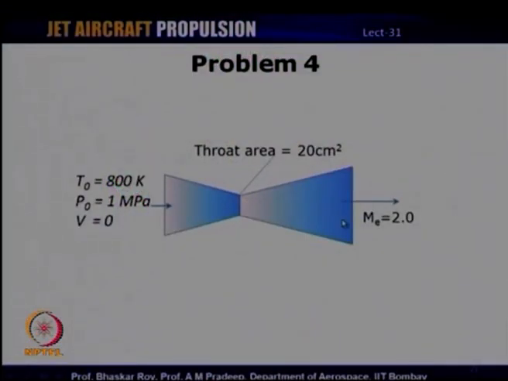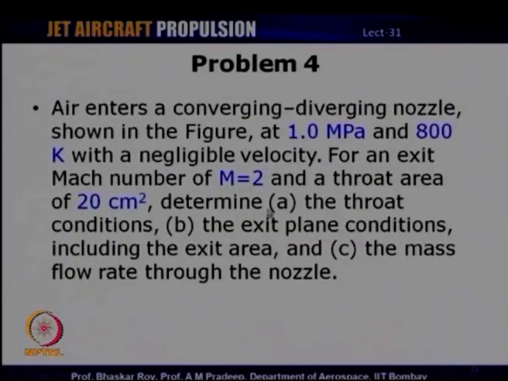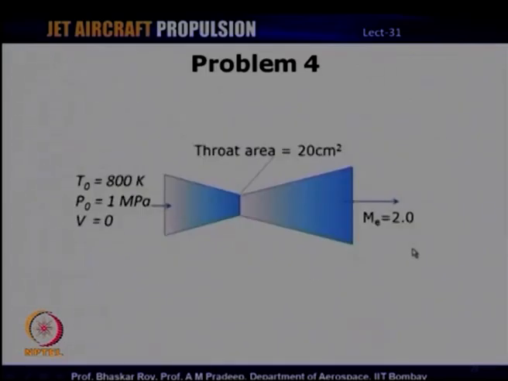So, this is an illustration of a convergent divergent nozzle. Inlet conditions are temperature of 800 Kelvin, pressure 1 megapascal, velocity is 0, throat area is given as 20 centimeter square, and Mach number at the exit is given as Mach 2. And we are required to find the throat conditions, the exit plane conditions including the area, and also the mass flow rate through the nozzle. So, let us take up the problem one by one. We will solve the problem for the throat conditions first, then the exit conditions, and subsequently the mass flow rate.